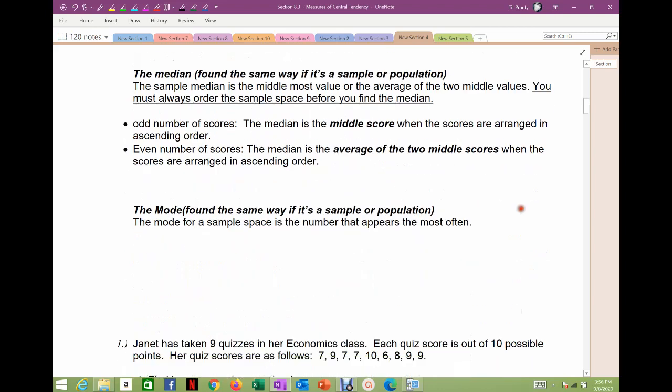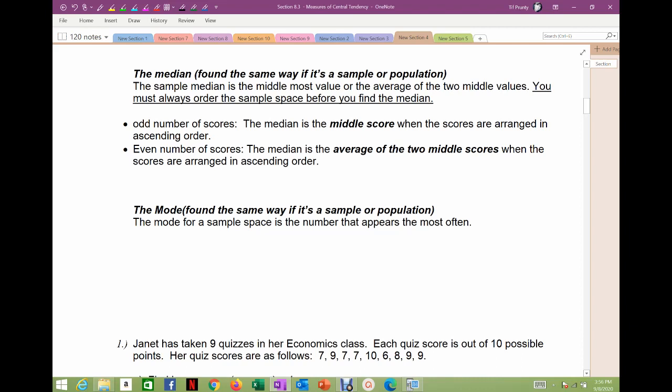Alright, median. Median is also found the same way if it's a sample or population. And usually we just use words. We don't really use symbols for median. We say sample median or population median. Right, we just use the word. You find the median. Median is what is in the middle, meaning there should be the same number of values above that number as there are below that number.